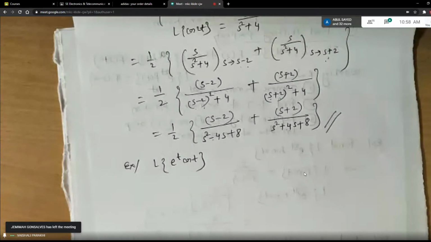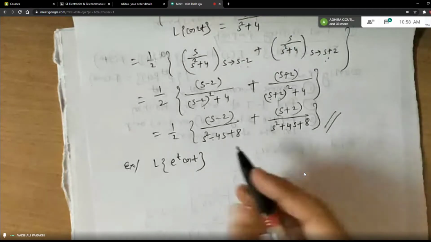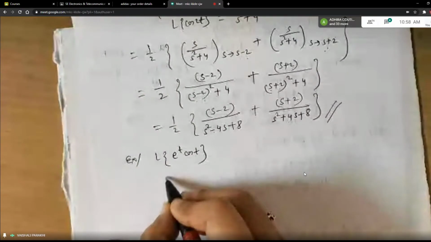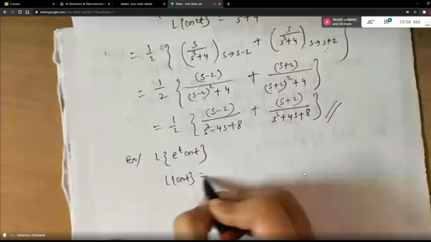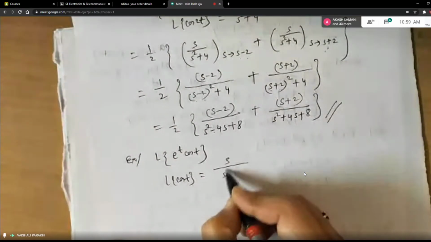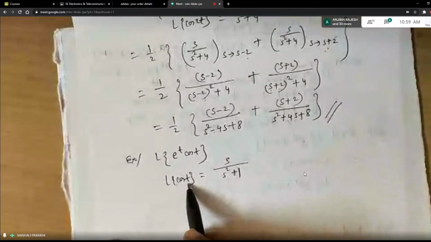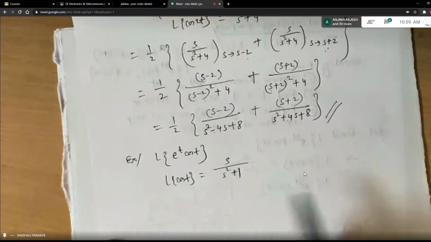S minus 1 by 2. Who is answering? Jeffin. Okay. So first you need to find out Laplace of cos t. Laplace of cos t is s upon s square plus a square. What is a here, students? 1, right? Because it is cos t.